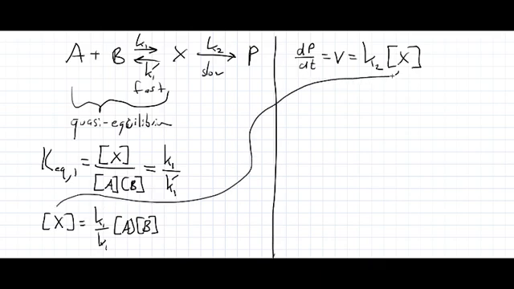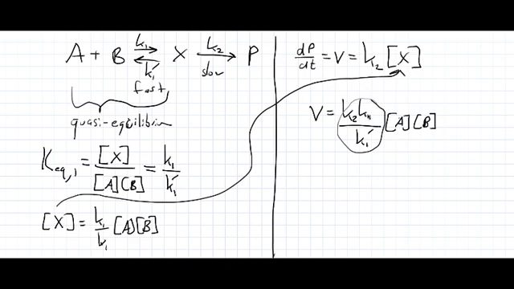So we can just put that in there, and we get V is equal to K2 times K1 over K1 prime times the concentration of A times the concentration of B. And if we were to do experimental kinetics, we would just note that it's first order in A, first order in B. We don't actually know that it's composed of this. So what's observable is just that it is an overall second order reaction.